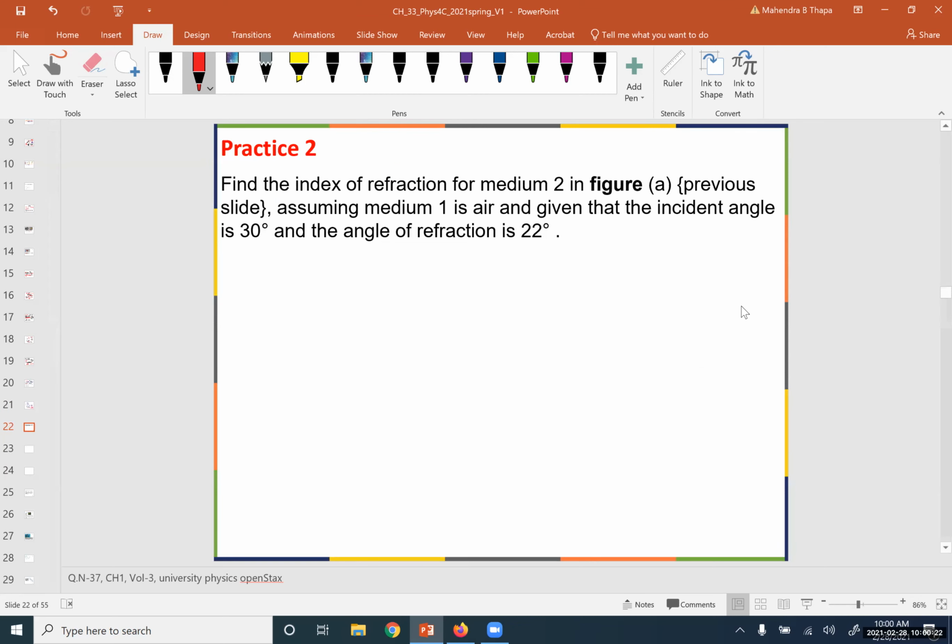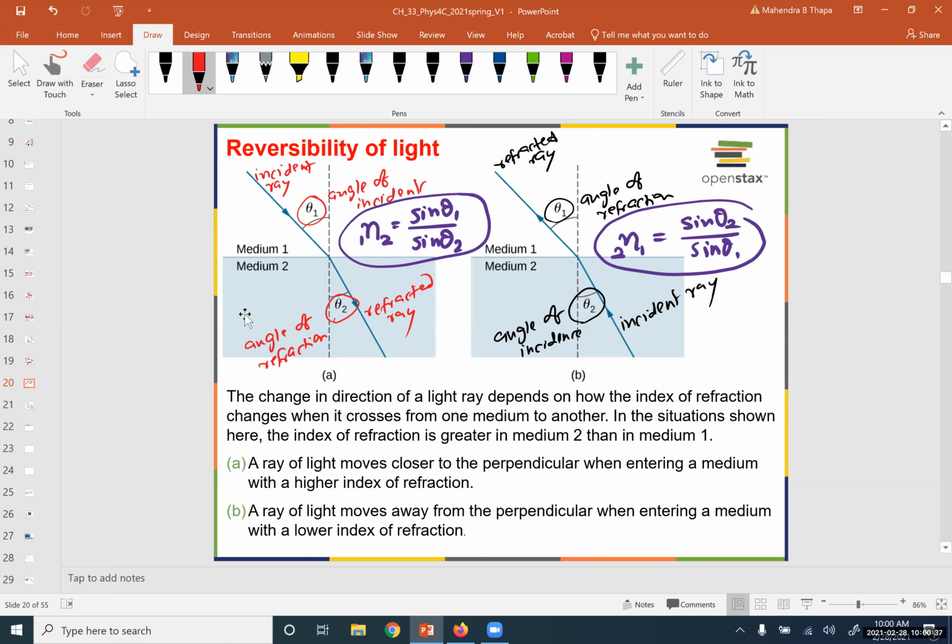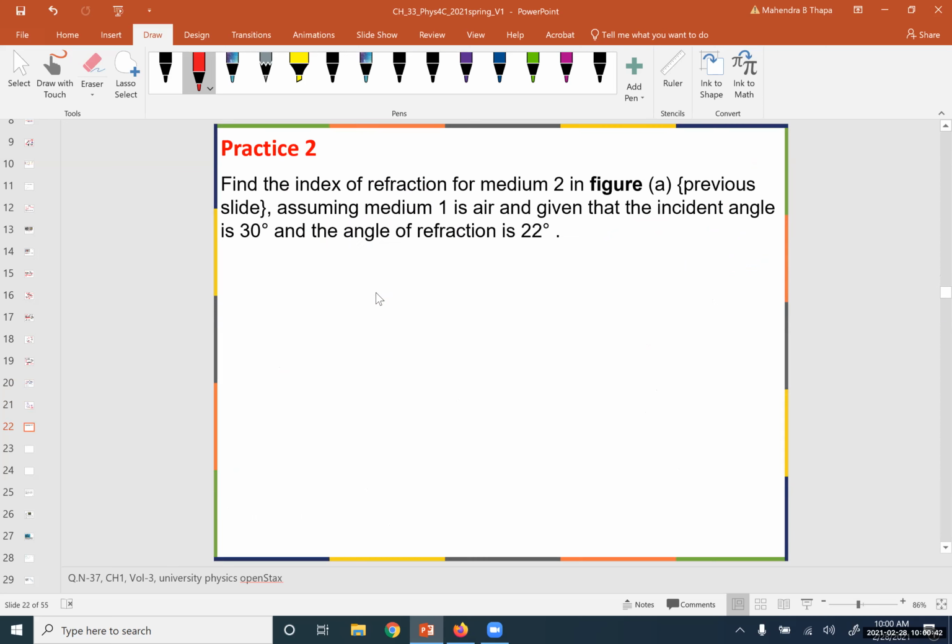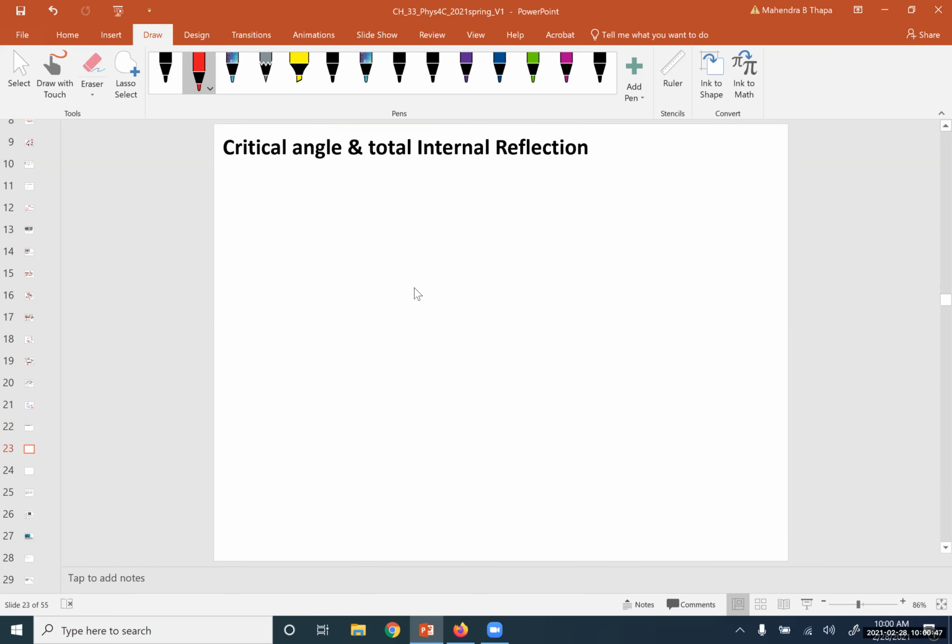Okay, if you understand up to this point, then you can find the refractive index of medium 2, assuming medium 1 is air and the angle of incidence is 30 degrees and the angle of refraction is 22 degrees. So I'm referring to this picture here. Based on that, you can find the refractive index of medium 2 with respect to medium 1. Let's talk about the critical angle and total internal reflection. Before that, I will show you one demo or simulation.